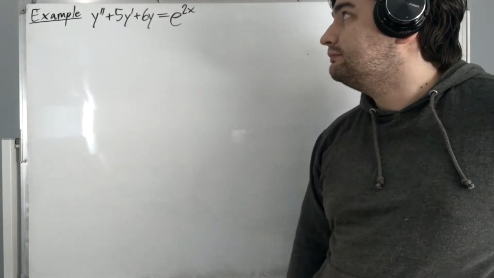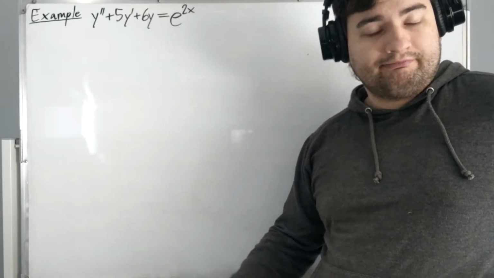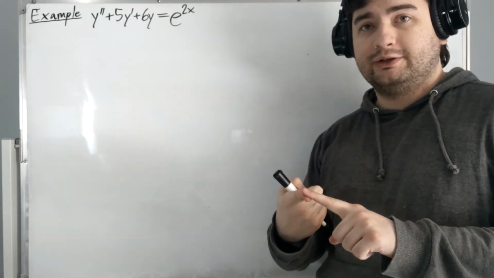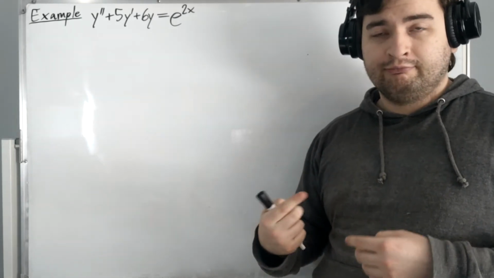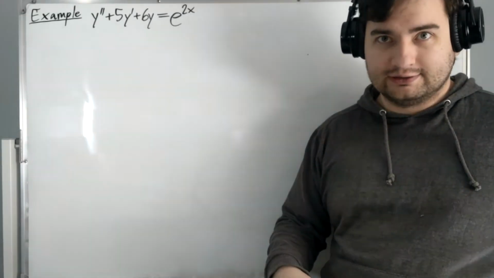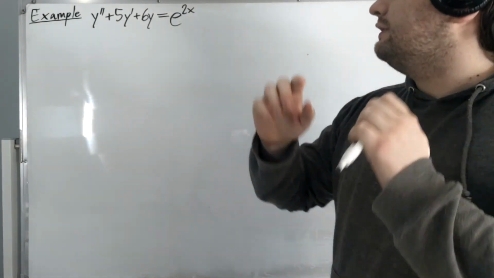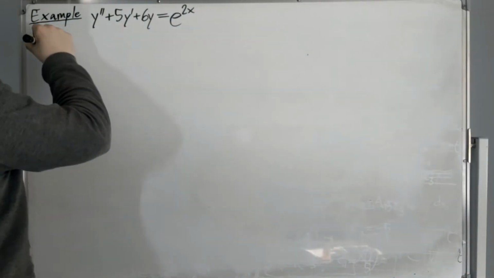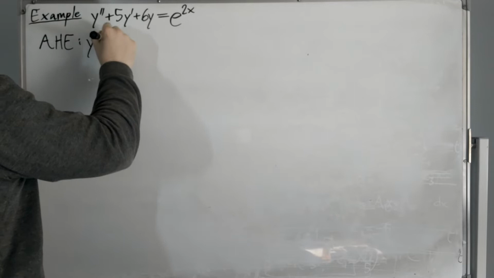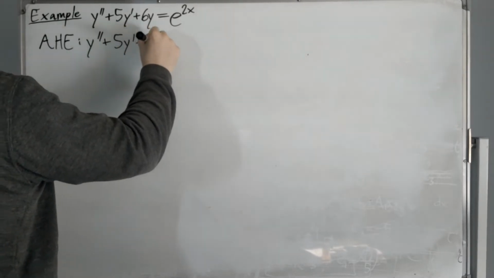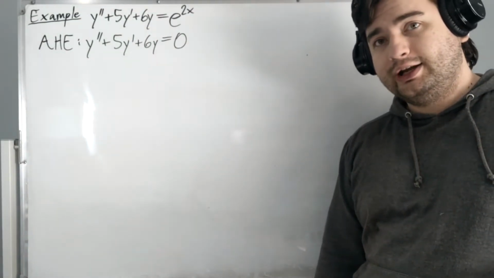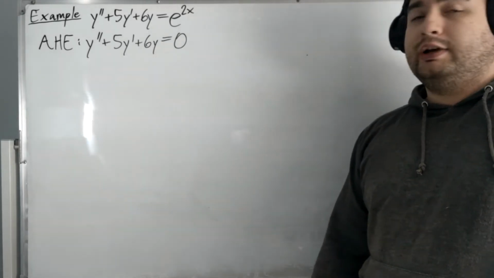All right? So, we're going to need two parts. We're going to need the complementary family, which we find by solving the associated homogeneous equation. And we're going to need a particular solution, which we get by finding a guess and then refining that guess as time goes on. So first, let's start with finding the complementary family by considering the associated homogeneous equation. In this case, that's going to be y prime prime plus 5y prime plus 6y equals just 0. That is the associated homogeneous ODE, right? And then we need to solve that.